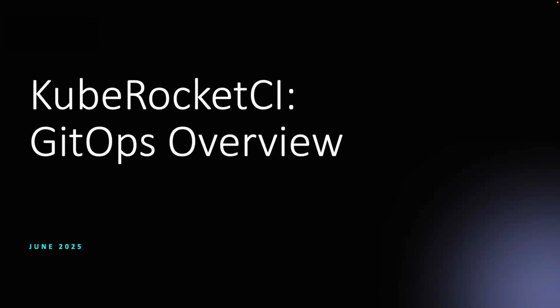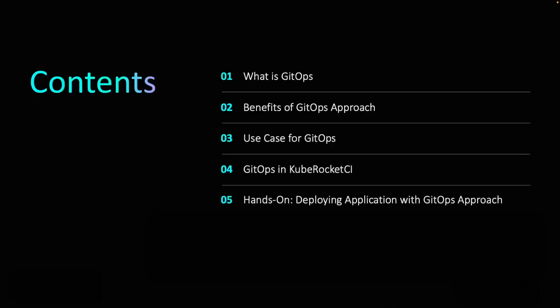In the previous video, we talked about feature branches and how they help with testing and development. We also mentioned that we would expand this topic by demonstrating how GitOps can be applied to environment management. In this video, we will cover the GitOps approach, its benefits, how it's implemented in KubeRocketCI, and apply this approach to an environment. Let's start with the basics.